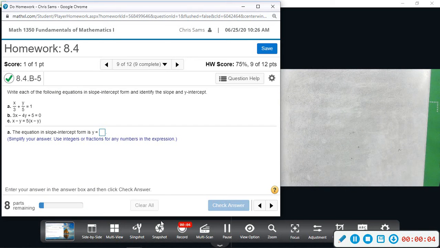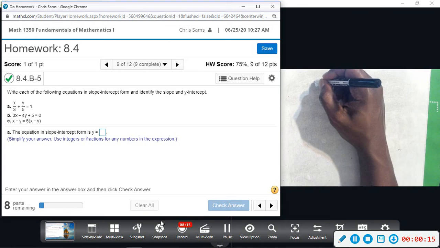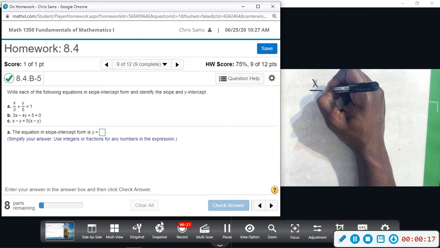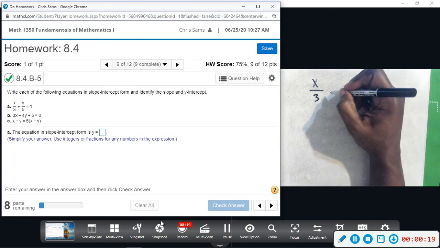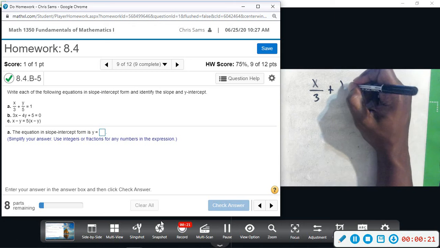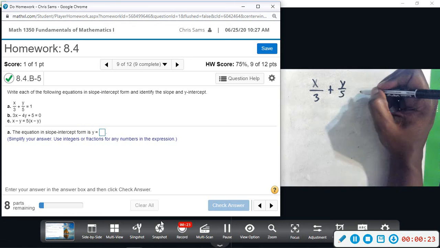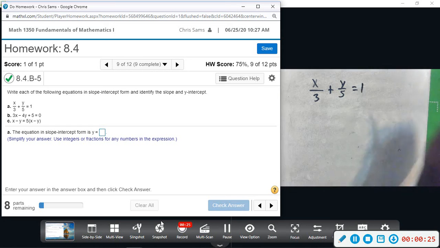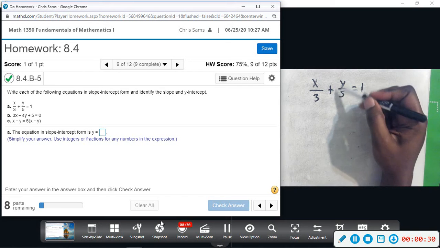Alright, number 9, we want to write each of the following equations in slope-intercept form and identify the slope and the y-intercept. So the first equation we have is x divided by 3 plus y divided by 5 equals 1. And first we want to isolate y, get y by itself on one side of the equal sign.